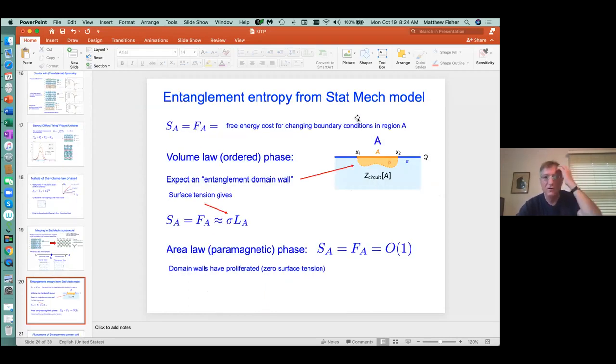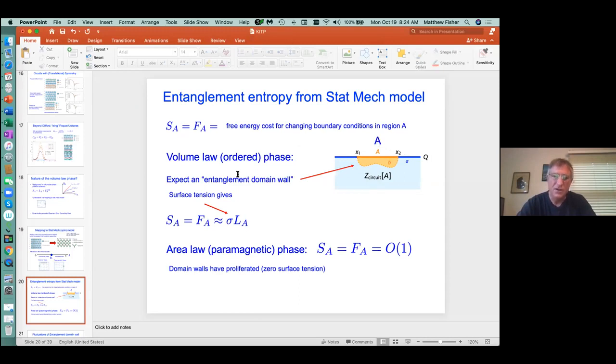From these stat-mech models, one can deduce how to extract the entanglement entropy, which is the main thing we've been looking at. And the entanglement entropy, it turns out, is equal to the free energy cost for changing the boundary condition in region A. So here is the space-time region of the circuit, and here's the final time slice. And there's a sub-region A in which the boundary conditions on the effective stat-mech spin model are different, let's say spin down, than they are outside of that region A, where they're spin up.